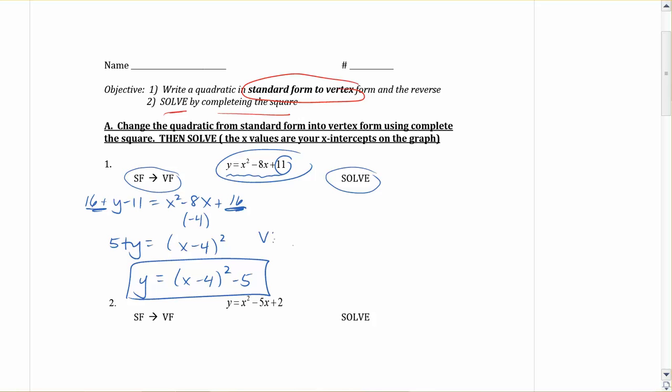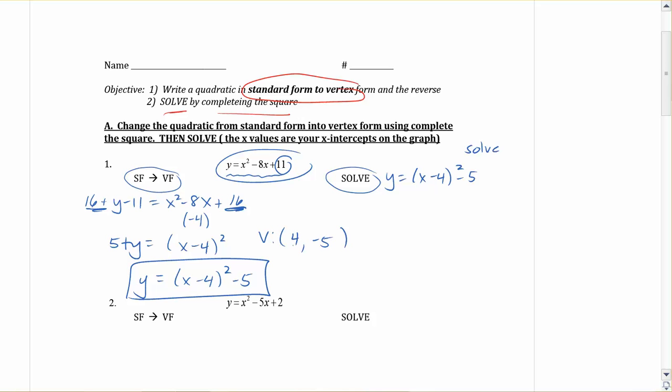If you remember from vertex form, my vertex of my parabola is opposite what's in the parentheses, the same as what's outside the parentheses. All right, so that would be the vertex of my graph. I'm going to go ahead and go to the solving part. When I solve, I'm going to go ahead and solve from this vertex form, meaning I'm going to take y equals x minus 4 quantity squared minus 5. And I want to solve that.